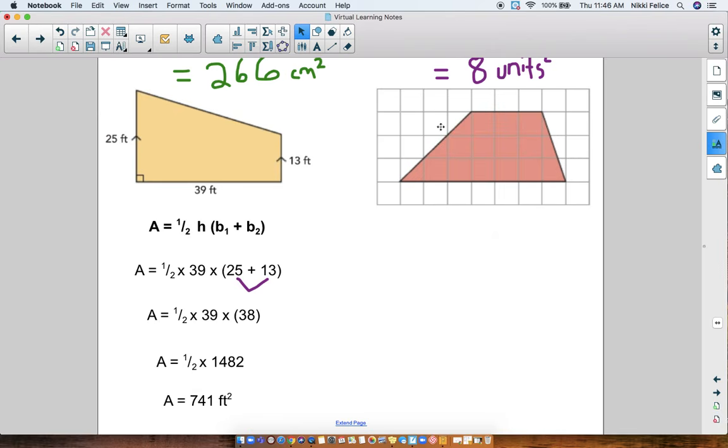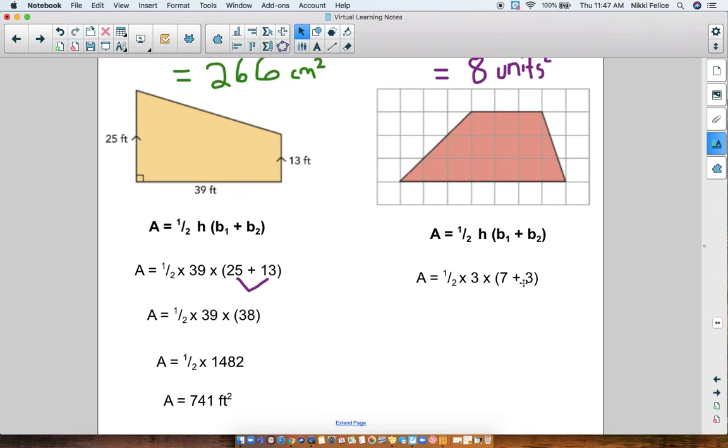All right, and our last one, we have a trapezoid over here. Nothing is labeled, but it's on a grid so we can count the units. So here's my formula. Now let's see, the base 1 and base 2 are going to be these tops and bottoms. So this one and this one. And then my height is just going to be counting straight up. So my height is going to be 1, 2, 3 units. So my height is 3 units, and you can see the bottom base is 7 units, and the top base is 3 units. So that's why I have 7 plus 3.